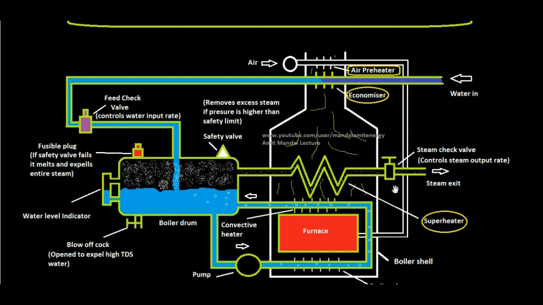Similarly, this is the steam check valve. When steam is developed and coming out, the amount of steam required where the load is to be met is controlled by opening it according to requirement, so that a controlled amount of steam can go to meet the load. So this is also a boiler mounting, the steam check valve, and this is the feed check valve. Feed check valve controls the water flow rate, steam check valve controls the steam flow rate. So these are also mountings.